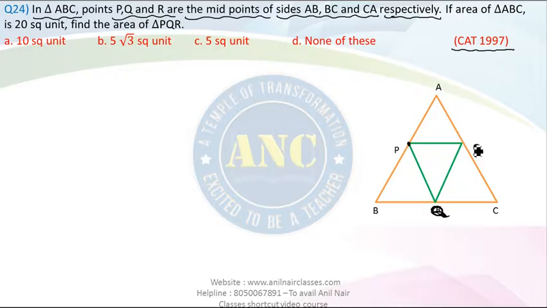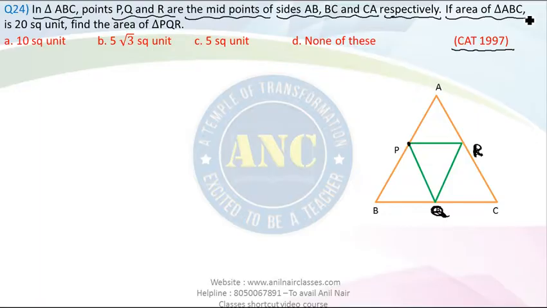Now your next statement is, the area of the outer triangle ABC, the orange color triangle shown on the right side of the screen, is given as 20 square units. Find the area of the inner triangle. The inner triangle is the triangle PQR, which is represented in green color in this diagram. Now see here, this is a very easy way of solving.